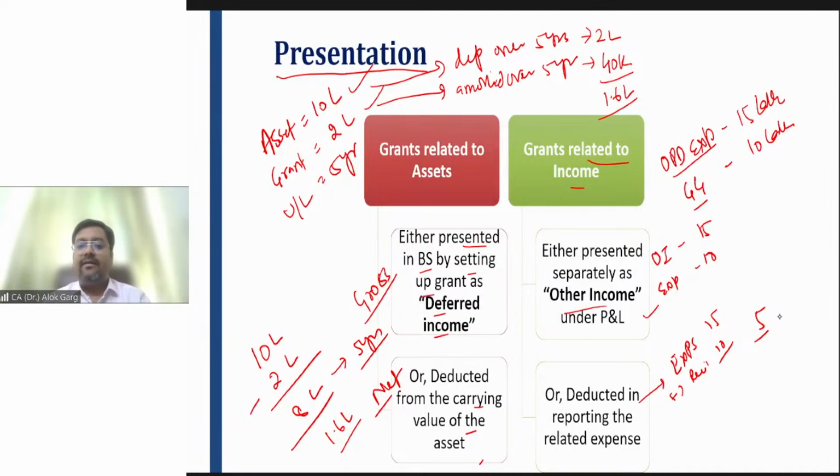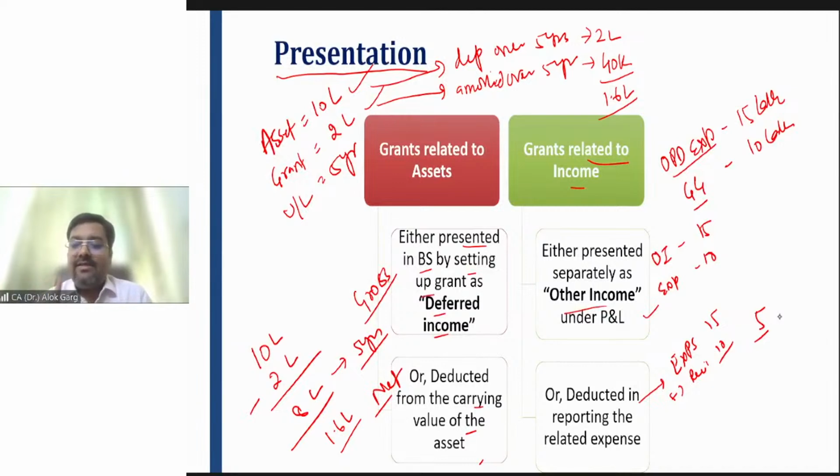Ravinder is asking, sir, if a depreciable asset is provided, then what about depreciation? Ravinder, first of all, it is a non-monetary asset. Either you have to follow a nominal approach or a fair value approach. If you are following a nominal approach, then you have to debit the asset by 1 rupee and credit other income, right?